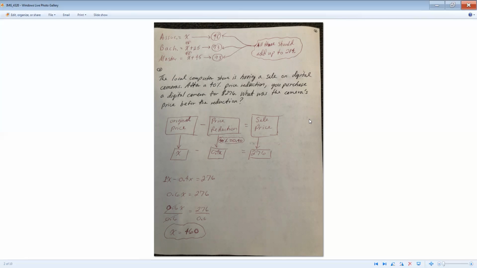All right. Looking at the next one, the local computer store is having a sale on digital cameras. After a 40% price reduction, you purchased a digital camera for $276. What was the camera's price before the reduction?